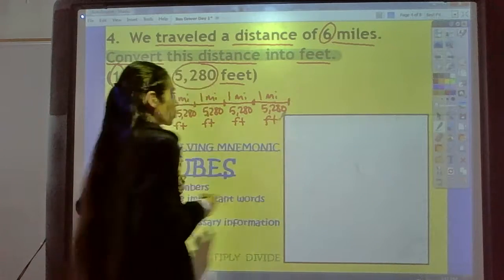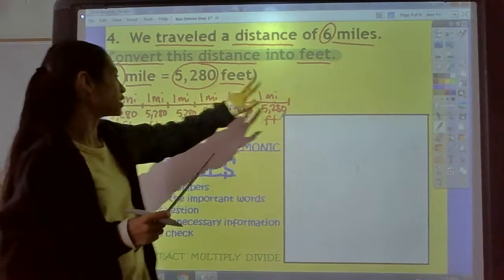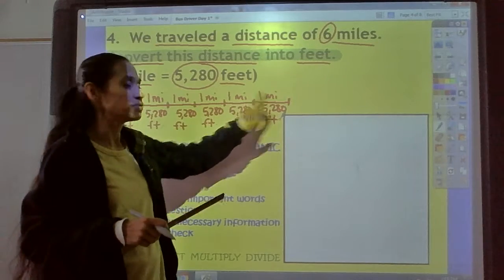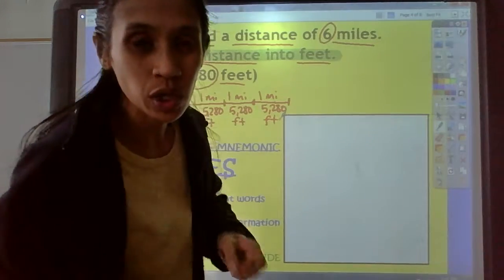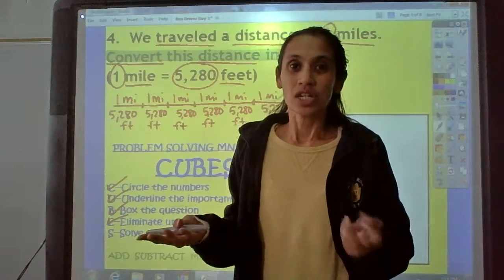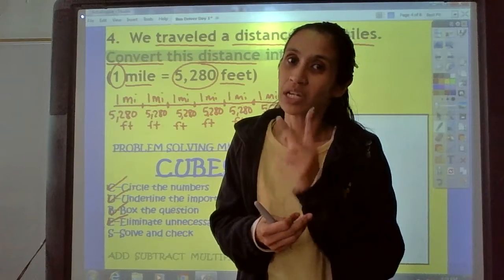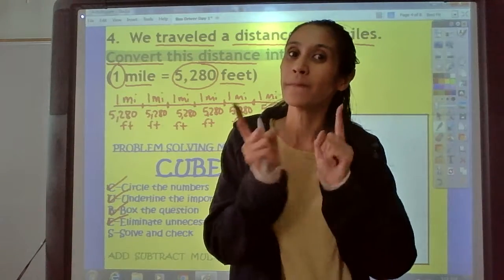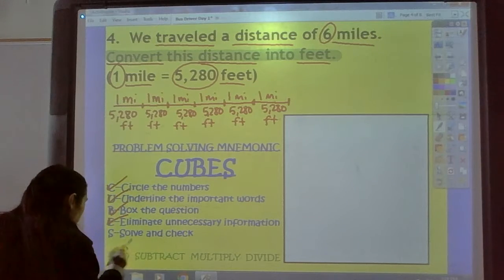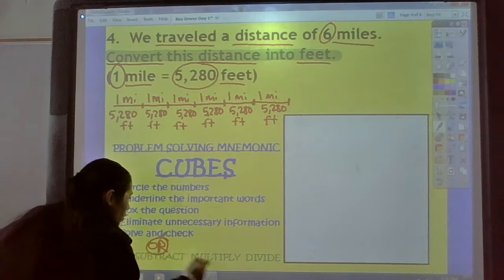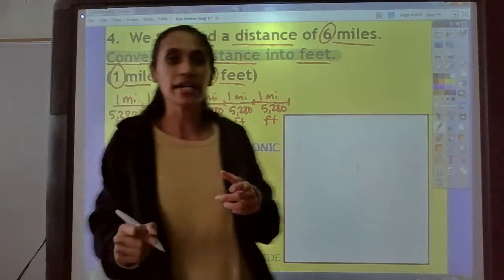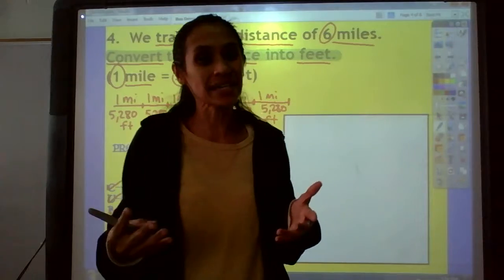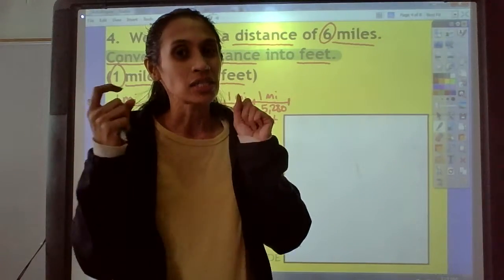All right, let me check that. 1, 2, 3, 4, 5, 6. So I have 5,280, 6 times. Oh, I think I gave you a clue. So what do we need to do? There are 2 ways we can solve this problem. Do you know those 2 ways? We can either add or multiply. All right, so I'm going to circle that, add or multiply. What are we adding? We need to add 5,280 six times.